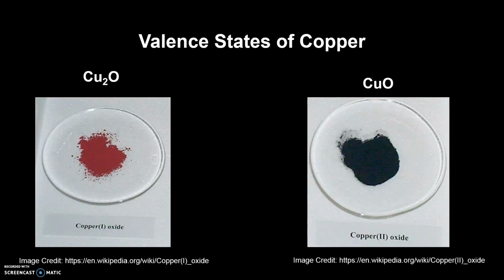The natural forms of copper found in the environment are in ores, and trace amounts of its metallic form. Copper has 2 valence states: cuprous, with a valence of 1, is found in cuprous oxide, and cupric, with a valence of 2, is found in cupric oxide.